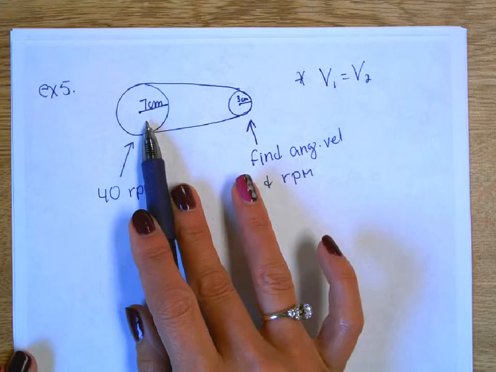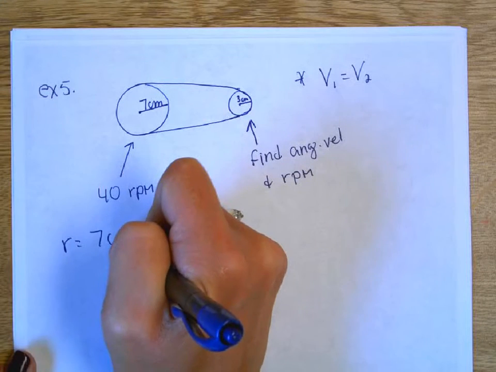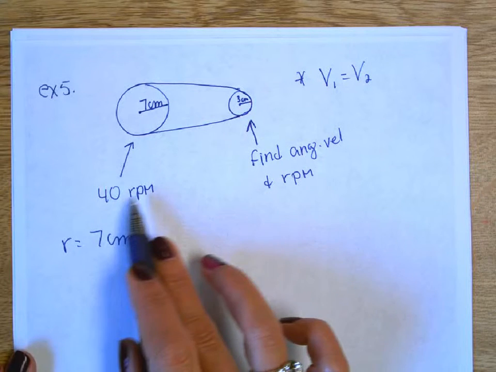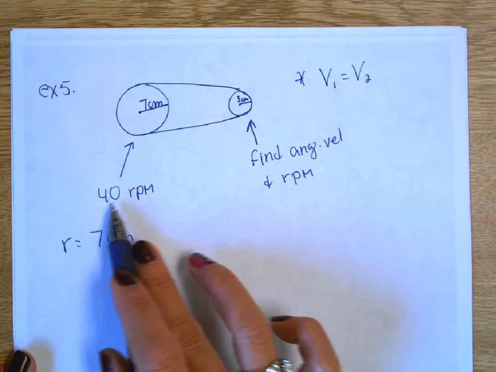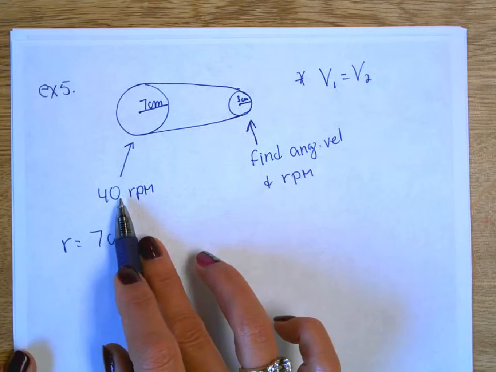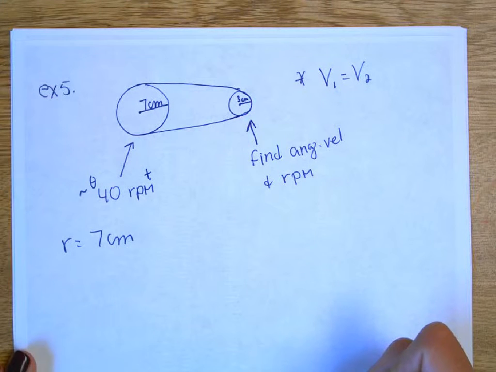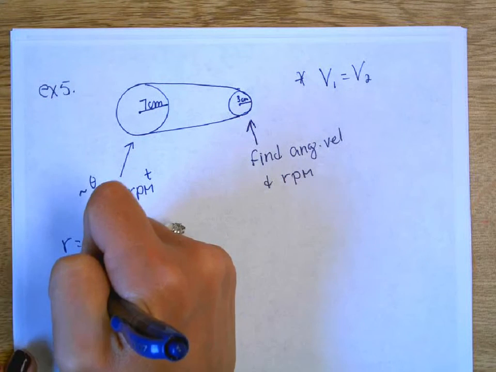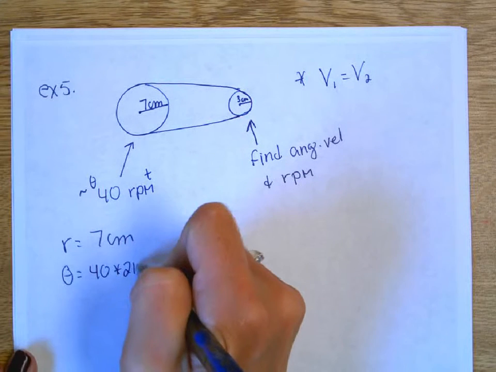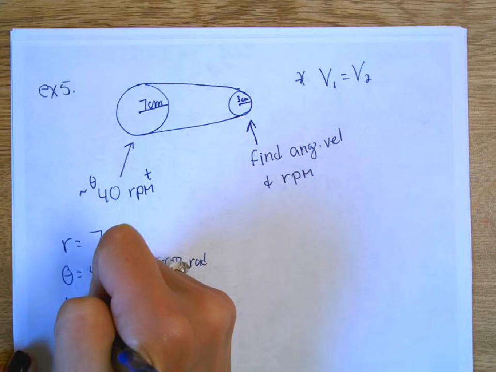So let's see what's given on the big one. What is the 7 centimeters giving me? Radius. Radius is 7 centimeters. 40 rotations per minute is giving me two pieces of information. What two pieces is this giving me? Time and almost theta. Both of them. So how do I get theta? Times by 2 pi. You guys are getting good there. 80 pi radians. Time?